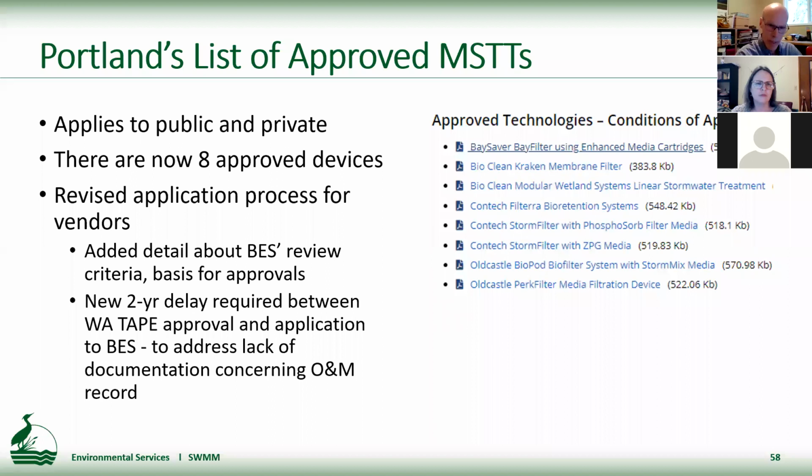And that's to address the lack of documentation concerning O&M, the O&M record of the device when it comes to us, typically just after approval by the state of Washington. The state of Washington has that standard for water quality performance, but there is no standard for O&M, particularly the maintenance interval that's required. And so this new 2-year delay is our attempt to get more and better information about the maintenance interval required for our decision making during the review process for new MSTTs.